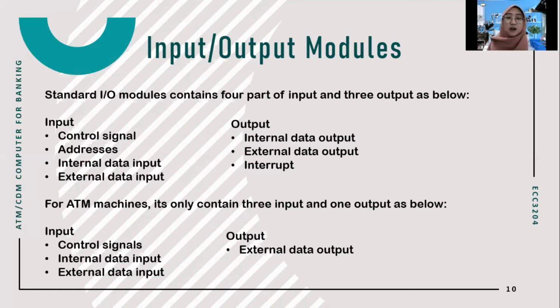Next part is output. We have 1 part only, that is external data output. So we have 4 peripherals or devices connected to the ATM machine. Next, I will go to the next slides.